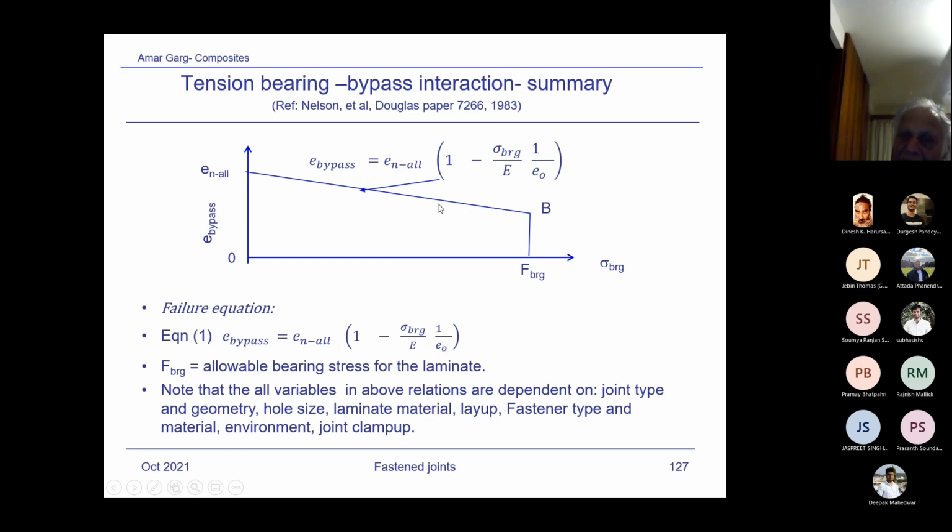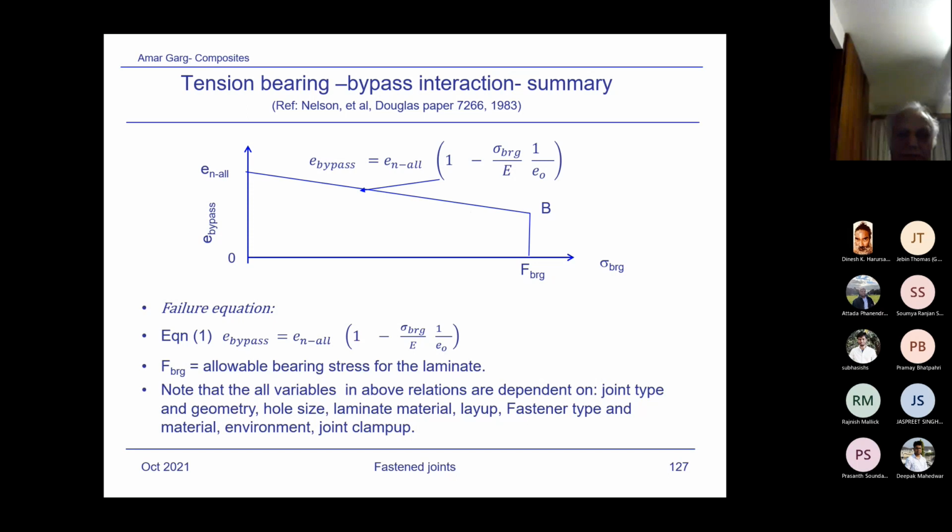What happens here using this chart: suppose I have the bypass strain, suppose this is my applied bypass strain, and this is my bearing. That means the failure would occur at this point. That's the utility of this chart, to define the interaction between bearing and bypass. You're plotting the bypass and bearing stress and determining margin based on this chart.